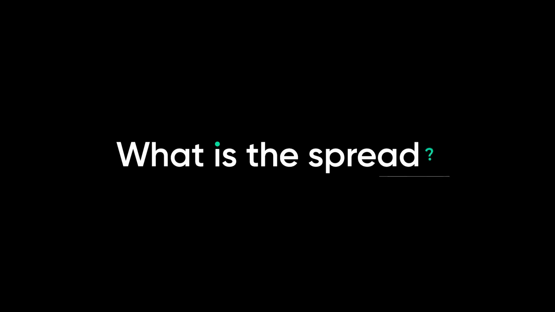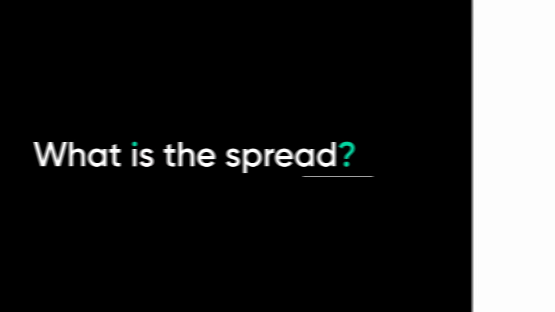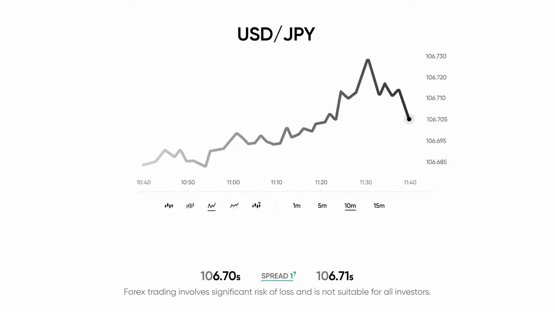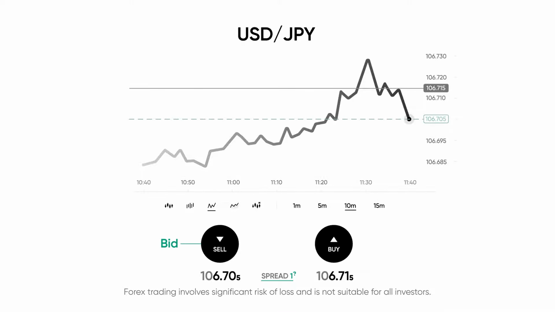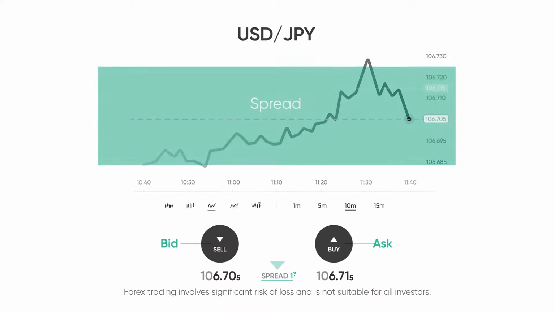What is the spread? When trading Forex, dealers always quote you two prices, the bid and the ask. The bid is what you can sell a pair for, while the ask is what you can buy it for. The ask is generally higher than the bid. So, just remember, you buy at the higher price and sell at the lower price.